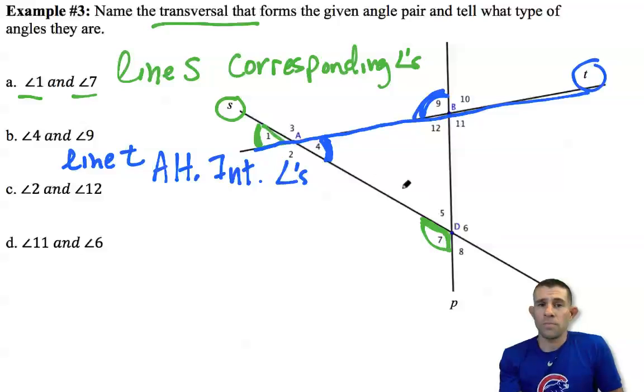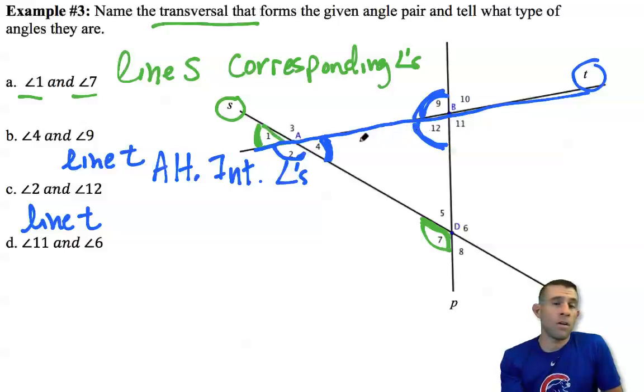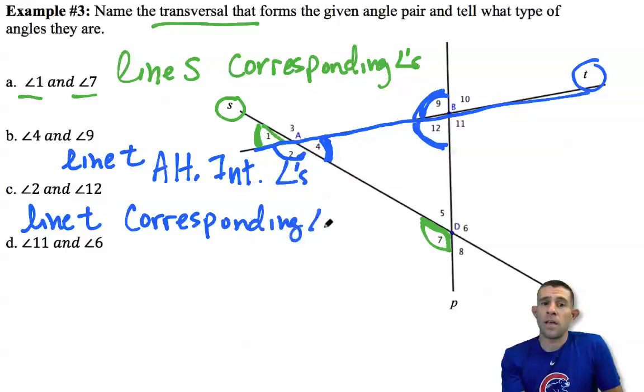2 and 12, here's angle 2 right down here, and angle 12 right here. And again, my transversal is line T. Line T is the one that touches both of those angles, and these two are also in a corresponding position. So these guys are corresponding angles.